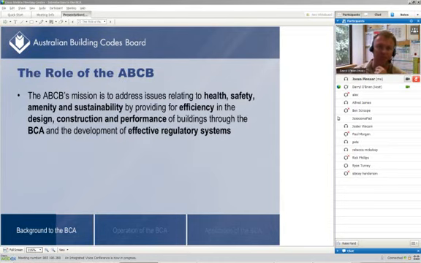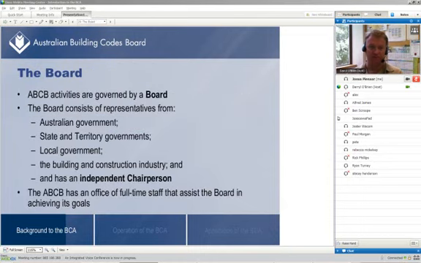Okay, so the role of the ABCB is to address issues relating to health, safety, amenity and sustainability by providing for efficiency in the design, construction and performance of buildings through the BCA and the development of effective regulatory systems. So the ABCB administers the building code. And they've got an office in Canberra with quite a number of people. I was in Canberra just the other week, actually, at an ABCB seminar, and we went to the ABCB offices and met a number of the people, and it's quite a large organisation and does a very good job.